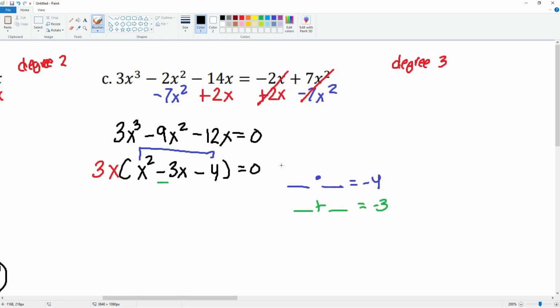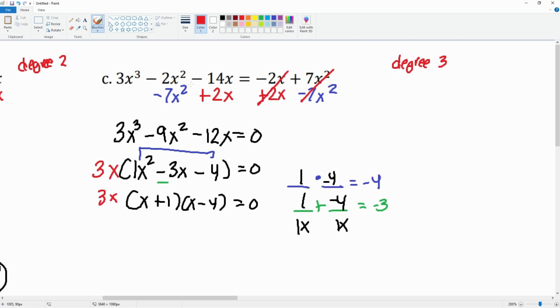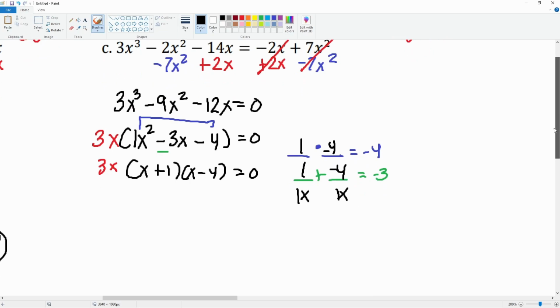And the two numbers here are 1 and 4, I believe. And the negative is on the 4. Okay, so this breaks down into an x, then an x, because there's a 1 in front. So the factors are x plus 1 and x minus 4 is equal to 0. Bring down that 3x. All right, now you set each term equal to 0.